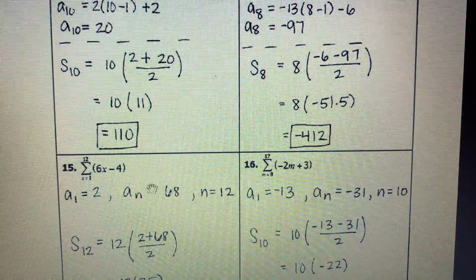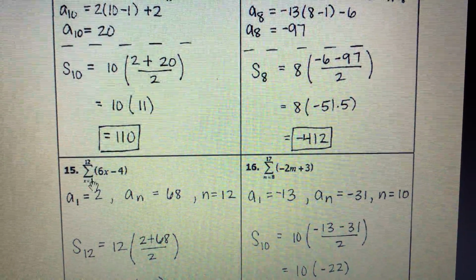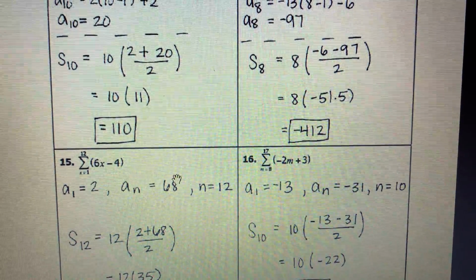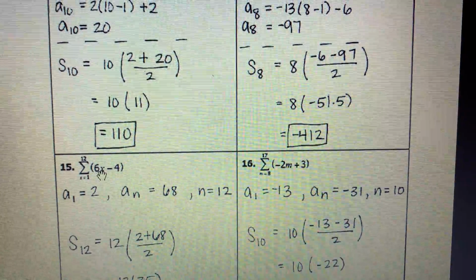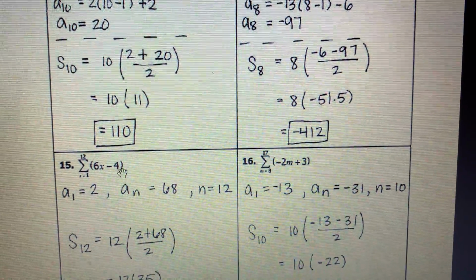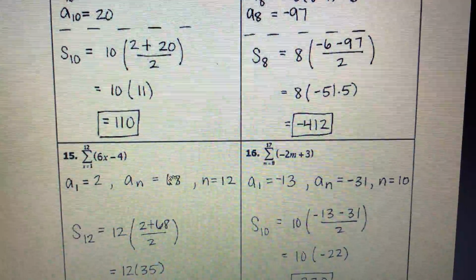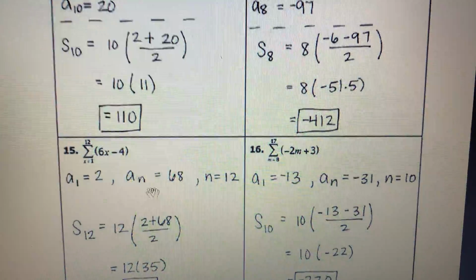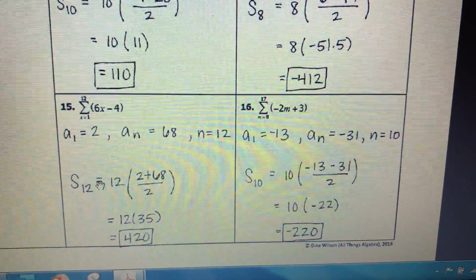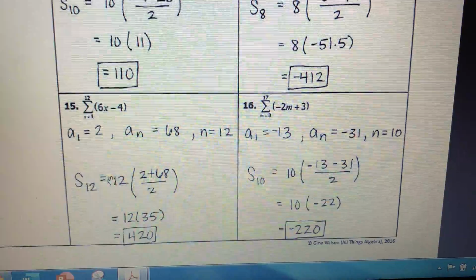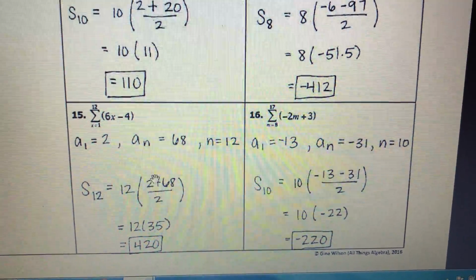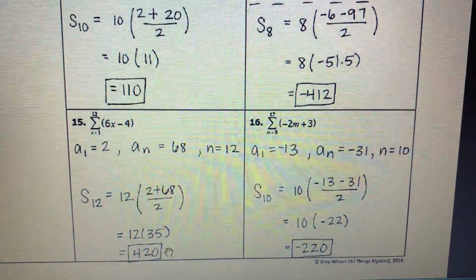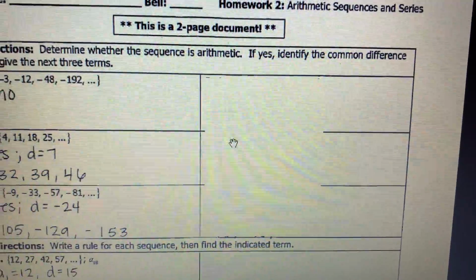So pay attention. I know it gets confusing because x is sort of like n here. So we just need to plug a 12 in for x. 6 times 12 minus 4, so 72 minus 4, which is 68. Now we have the first term and the last term, which is a12. And now we can find the sum using that formula. The sum of the first 12 equals 12 times the first plus the last, divided by 2. And the sum of all that is going to equal 420. And so it's just a different example for you.